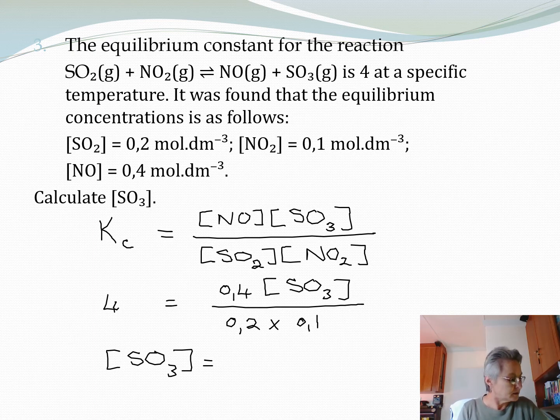Sorry, I'm in the wrong place. So it is 4 times 0.2 times 0.1 divided by 0.4. I get 0.2. Now this is not a Kc value, so I need to write mole per cubic decimeter. Good. Kc of 4 means that the equilibrium lies to the right.